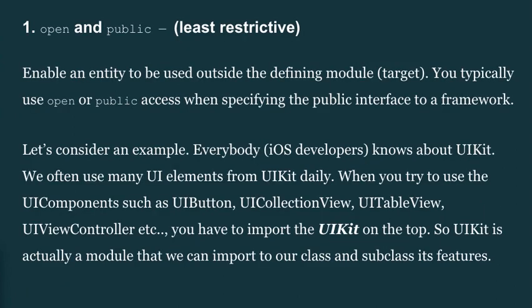Number one, open and public, least restrictive. They enable an entity to be used outside the defining module target. You typically use open or public access when specifying the public interface to a framework. Let's consider an example. Every iOS developer knows about UIKit. We often use many UI elements from UIKit daily. When you try to use UI components such as UIButton, UICollectionView, UITableView, UIViewController, etc., you have to import UIKit on the top. So UIKit is actually a module that we can import to our class and subclass its features.